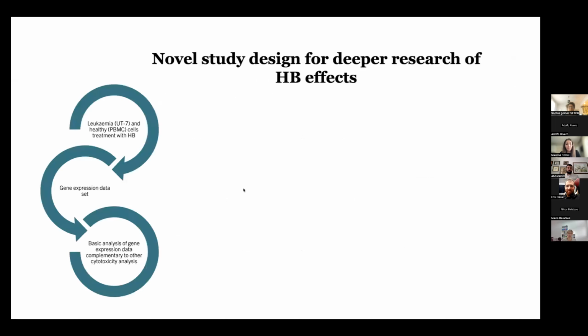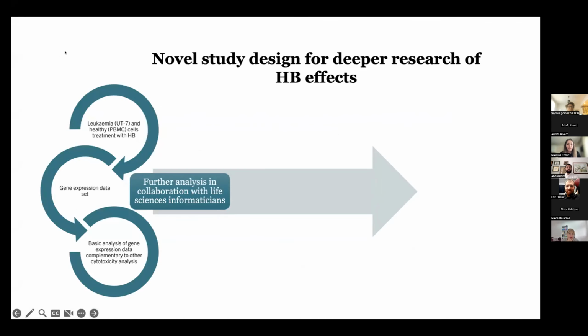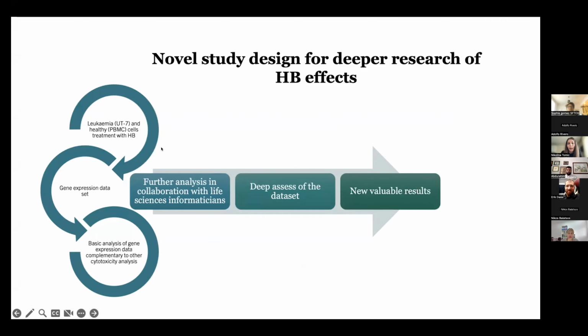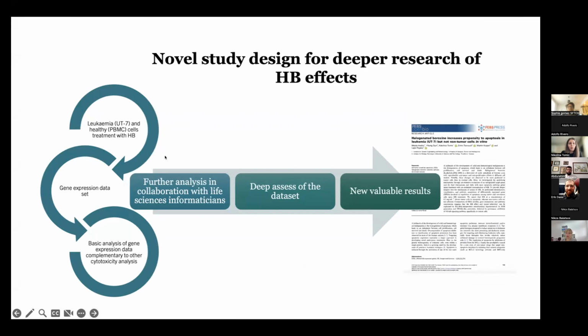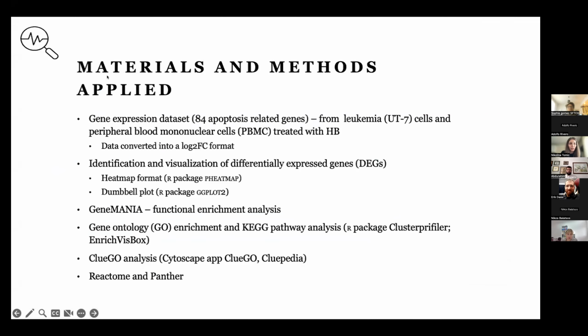From that study, we got insight into the cytotoxic effects of halogenated pyroxene in leukemia cells, and also into the effect on apoptosis-related gene expression in cells. But we didn't get any details that would give us a possible idea about the mechanism of action. That's why I collaborated with life science informaticians, and we tried to get more information from the gene expression data. That collaboration eventually resulted in a publication.